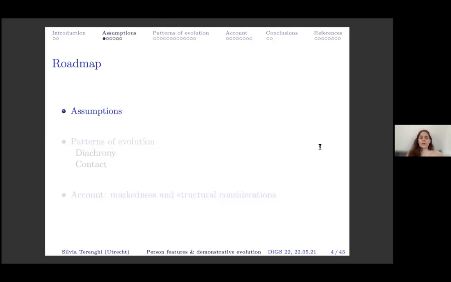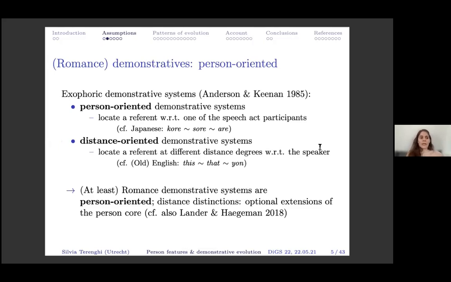But first, I'd like to make a couple of assumptions explicit here very quickly. So first, I assume that at least Romance demonstrative systems are person-oriented. Exophoric demonstrative systems have been described as being either person-oriented or distance-oriented, where person-oriented systems are those that locate a referent with respect to one of the speech act participants, so the speaker or the hearer or neither of them. And this we see in Japanese, where we have kore, sore, are, so this near me, that near you, and that far from us.